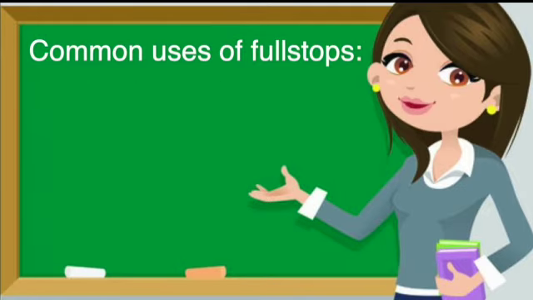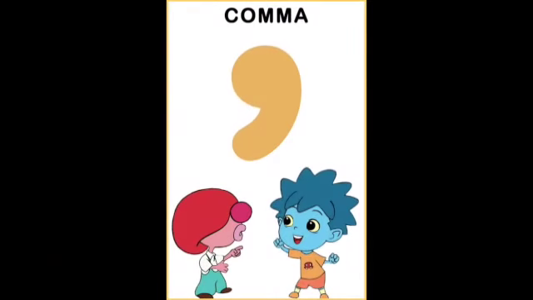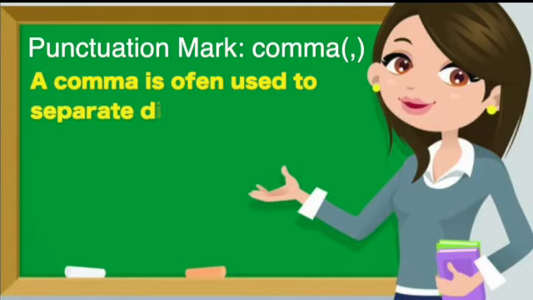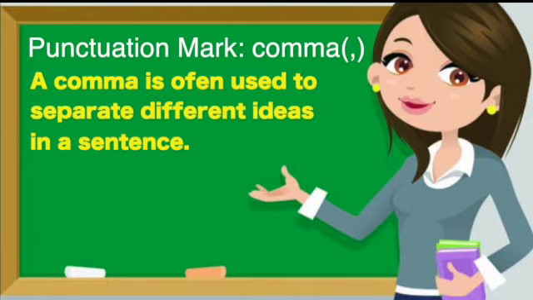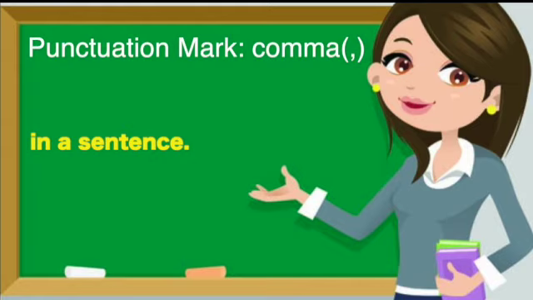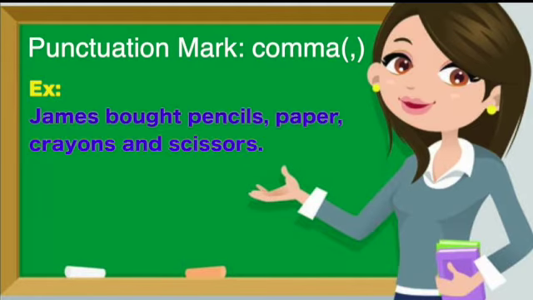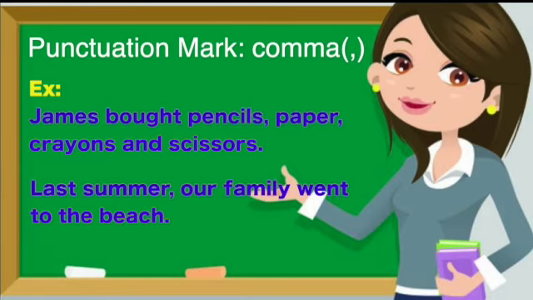Let's proceed to the next punctuation mark, which is comma. A comma is often used to separate different ideas in a sentence. For example, James bought pencils, paper, crayons, and scissors. Slaters, in this example, the different items bought by James are separated using a comma. Another example is last summer, our family went to the beach.